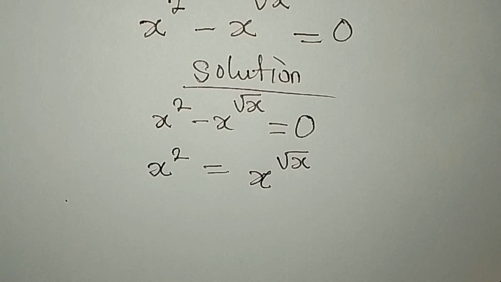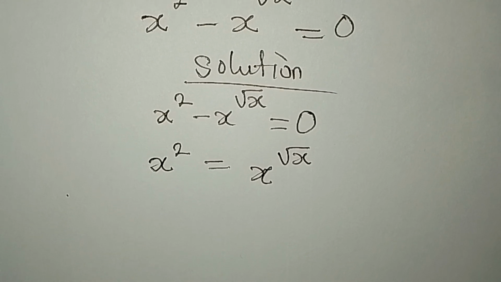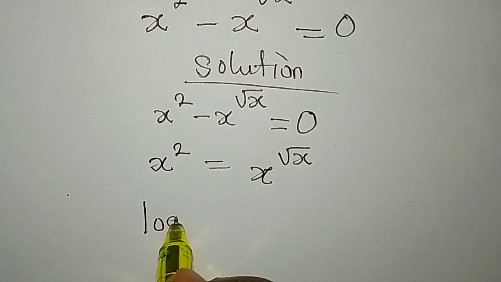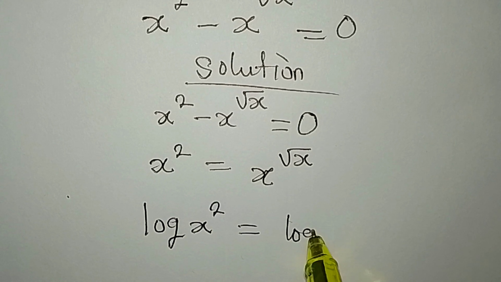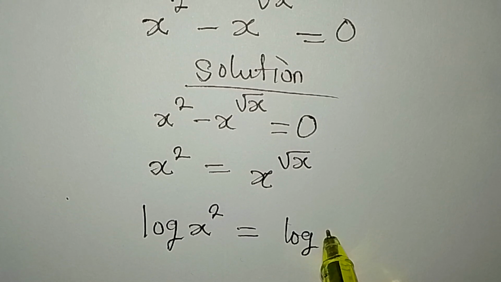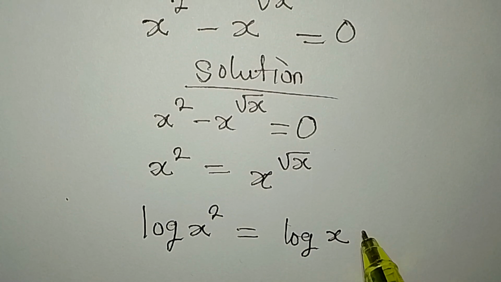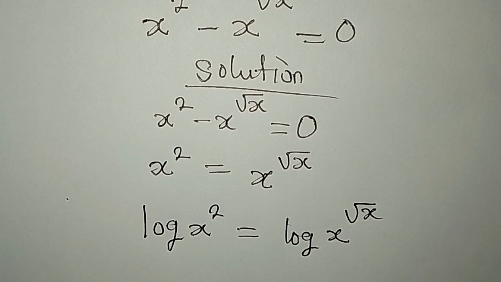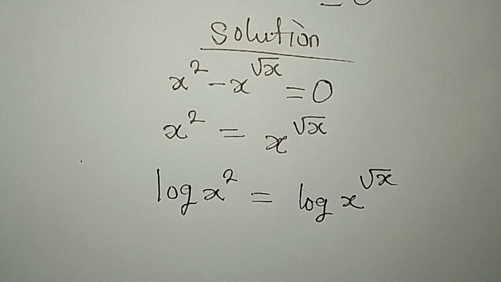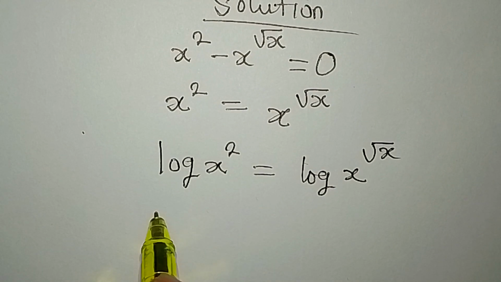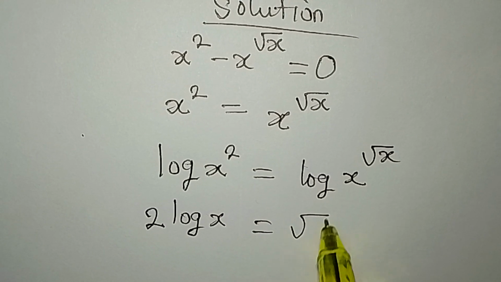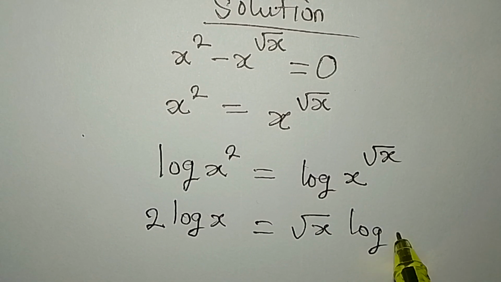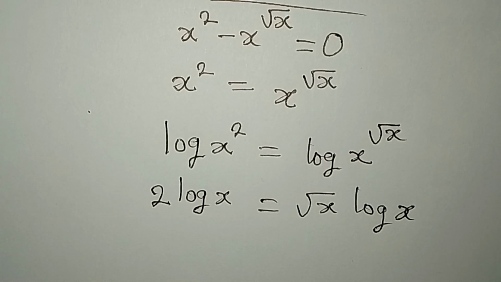Now, what do we do? Let's take the log of both sides. So we take log x to the power of 2 equal to log x to the power of root x. And you know what happens to the powers. The powers go behind, okay? So that means I'll have 2 log x equal to root x log x. Okay, so this is what we have.